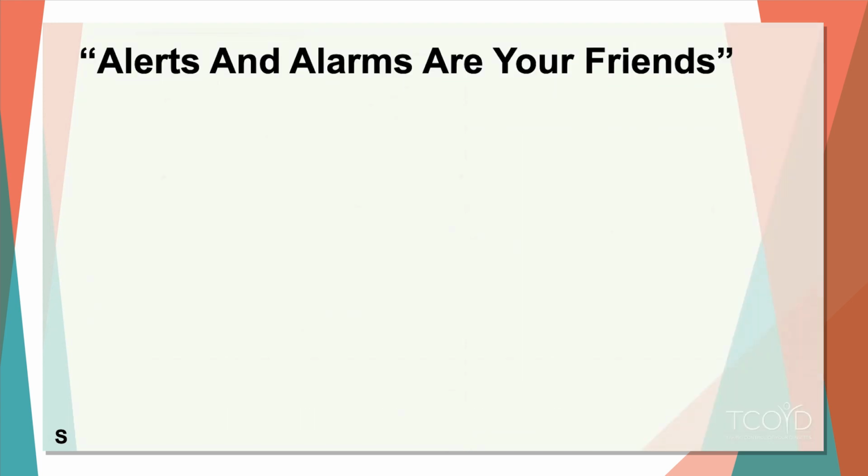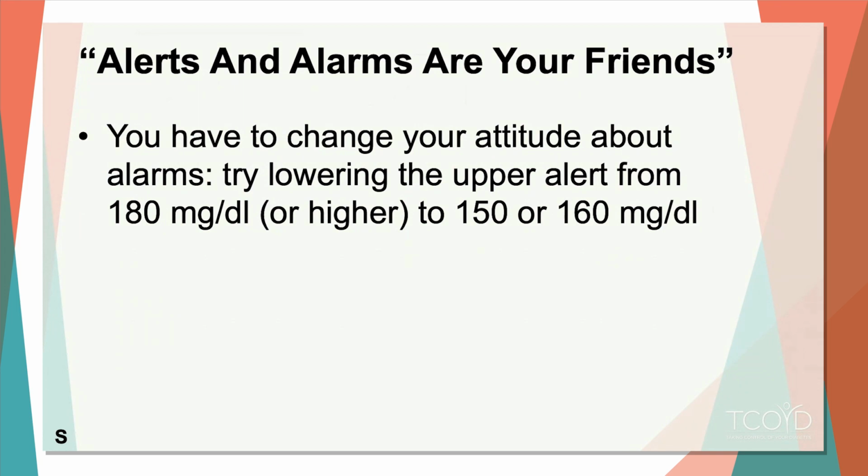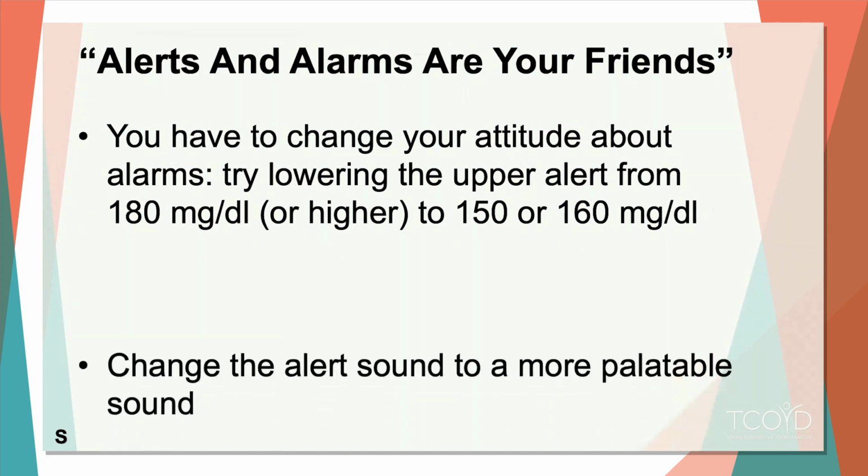Well, here's the thing. I know that people hate alerts and alarms. Bill Polonsky's here. He hears people get on the couch in his office. They whine to him that they can't get any sleep. The partner wants to leave them, and the alerts drive you absolutely batty. But you have to change your attitude about these alerts. If you lower your upper alert from the typical 180 or higher to 150 or 160, I know you're freaking out right now, you can actually make major improvements in your time in range.